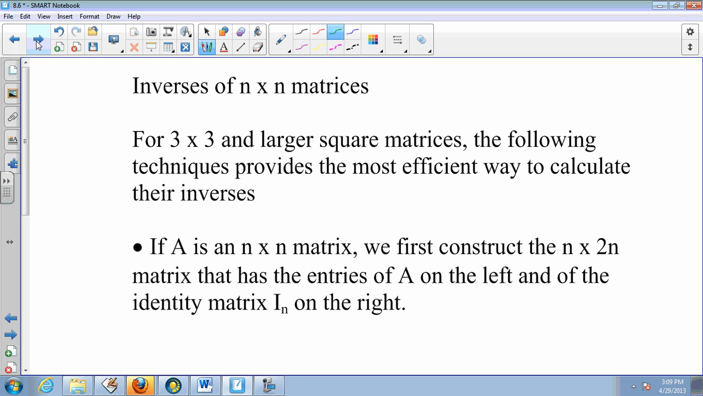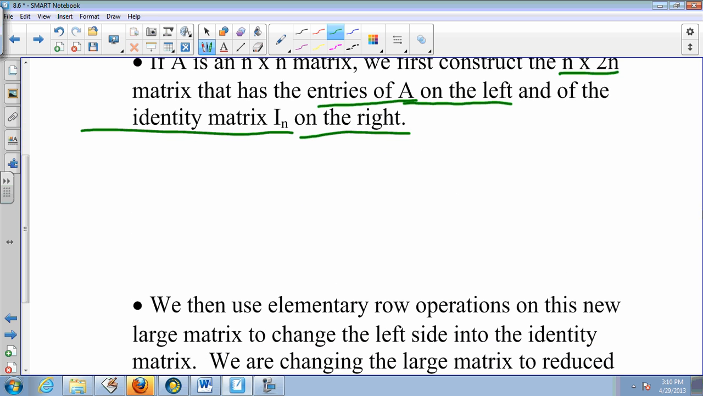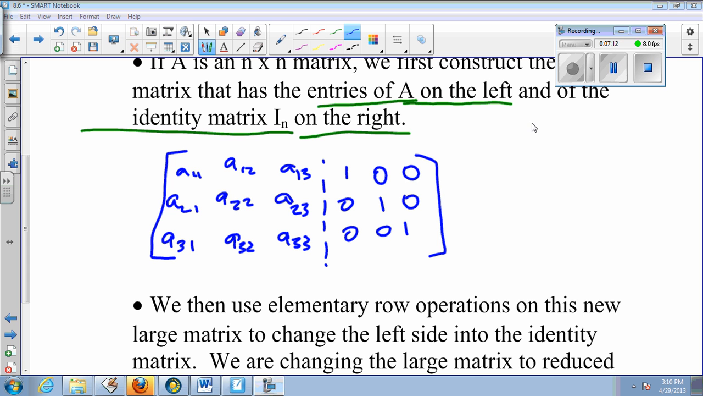Inverses for larger matrices. So this is for n by n's that are 3 by 3 or larger. We're not going to work with anything larger than a 3 by 3. So we first construct the n by 2n matrix. It has the entries of A on the left and the identity matrix size n on the right. So here's an example. We have our given 3 by 3 matrix on the left, and then we put a dashed line to separate it, and we have our identity matrix on the right.